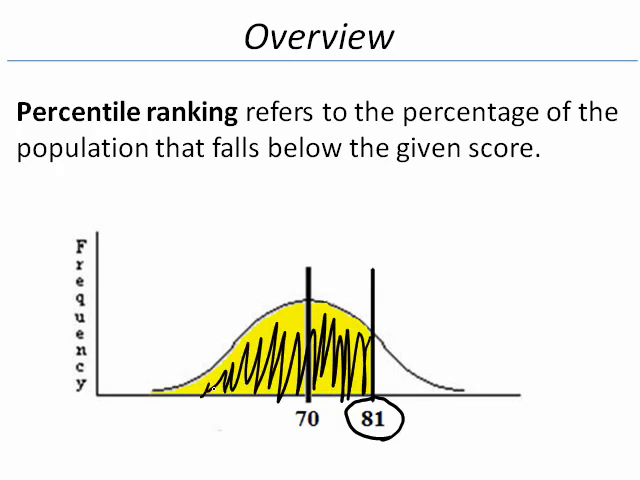Quite a lot of people scored below an 81. So we know that our percentile ranking is going to be much bigger than, for example, half of the people. It's going to be much bigger than 50 percentile. This person did quite well.